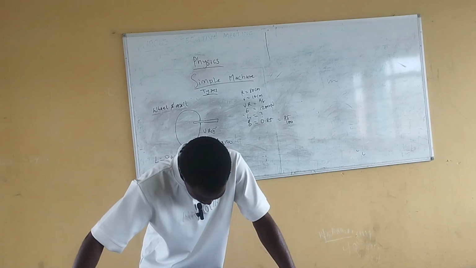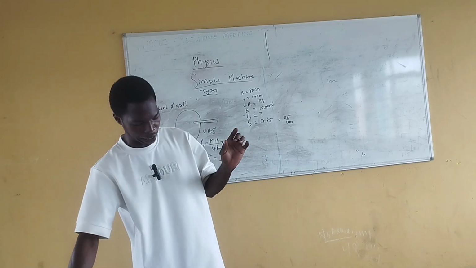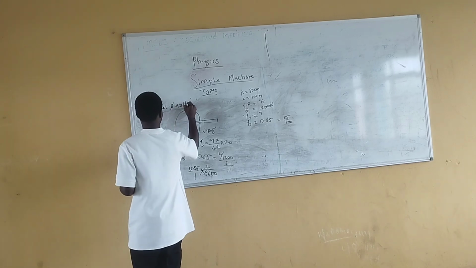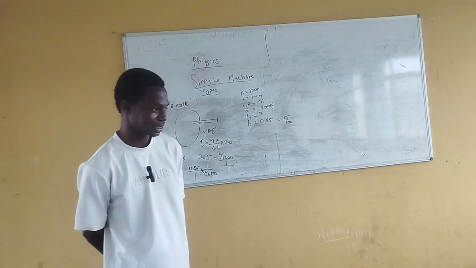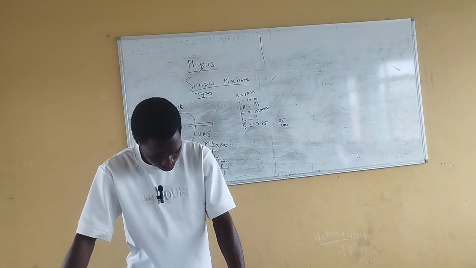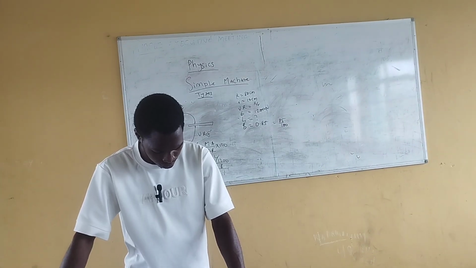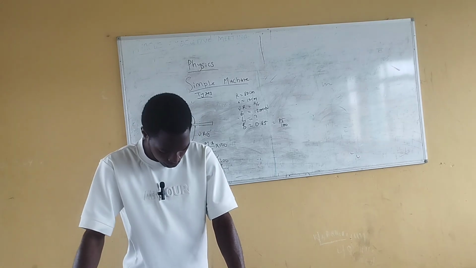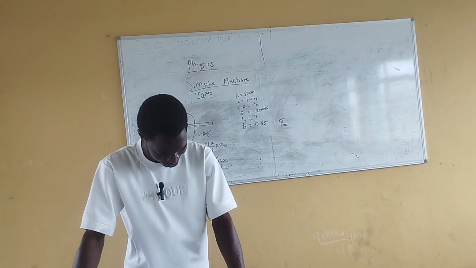Listen to this question. In an ideal wheel and axle system, big R, capital R, stands for the radius of the wheel, and small r stands for the radius of the axle.